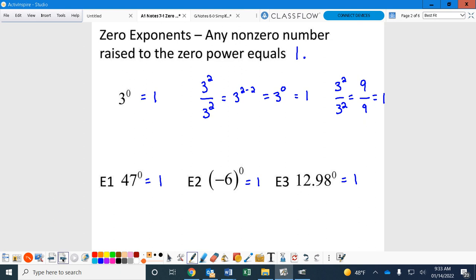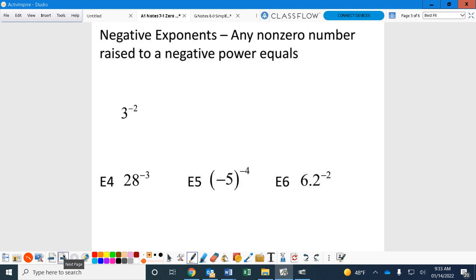Okay, here's the second rule. We're going to talk about the basic idea behind negative exponents. So, when you deal with negative exponents, you are going to have any non-zero number, guys. Again, we're not talking about 0 raised to anything other than 0 raised to a negative power equals. And this is how we're going to show it. Let's start with a positive one first. Let's see if we remember this. Guys, what does 3 squared actually mean? 3 times 3. Good. 3 times 3, which would be putting you at 9.